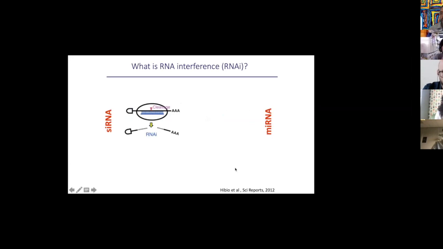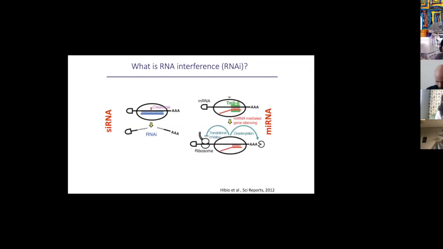So siRNAs, of course, were discovered first. And really, the difference between an siRNA and a microRNA is just in the mode of action. It's kind of a semantic thing. An siRNA is typically thought to be an RNA that will have perfect complementarity to its target sequence, and this would result in cleavage in most situations.